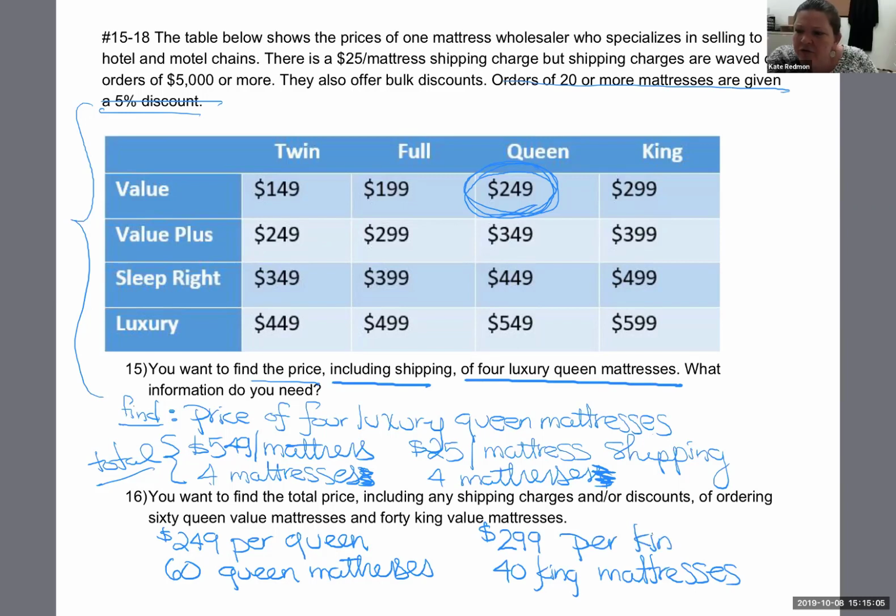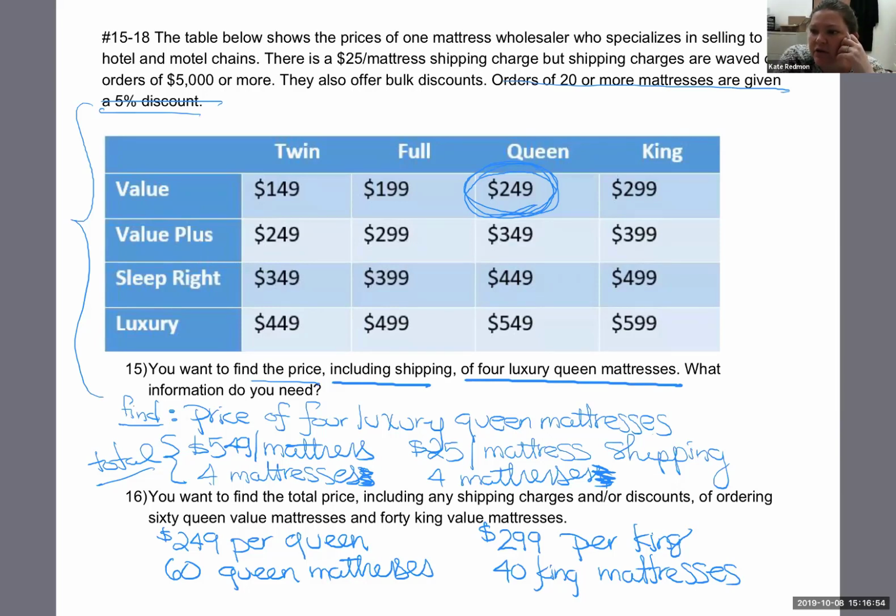Great. I need that. Now, Veronica said shipping charges. I need to know the shipping charges. Veronica, it usually depends on the state where you live, but not this time. I just said there is a $25 mattress shipping charge, but shipping charges are waived on orders of $5,000 or more. So help me out. Do I need a shipping charge or not? How am I supposed to know? Sometimes there's shipping charges and sometimes there aren't, according to this word problem, because it would be waived on orders of $5,000 or more. So if it's not $5,000, we have shipping charges. Okay, what's not $5,000?